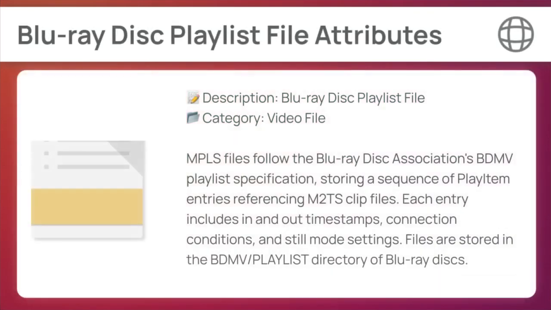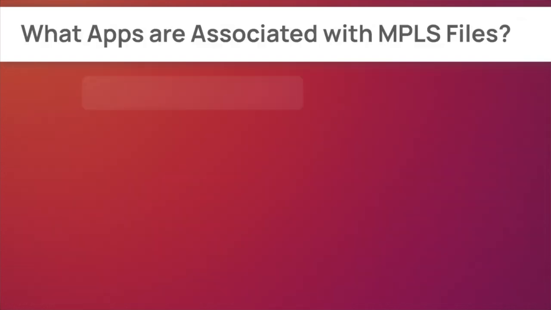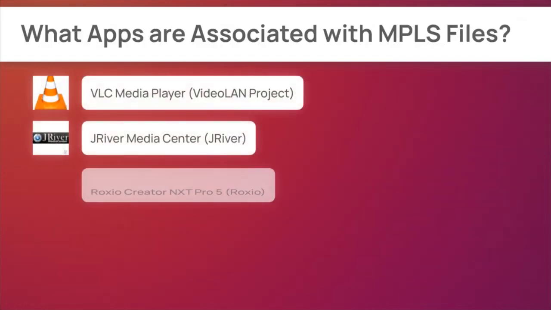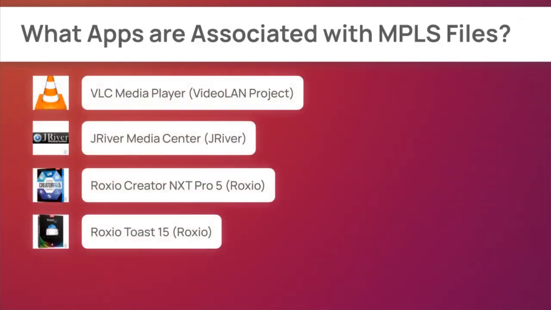MPLS files follow the Blu-ray Disc Association's BDMV playlist specification, storing a sequence of play item entries referencing M2TS clip files. Each entry includes in and out timestamps, connection conditions, and still mode settings. Files are stored in the BDMV playlist directory of Blu-ray discs. The application responsible for generating the MPLS file is typically VLC Media Player by VideoLAN project.